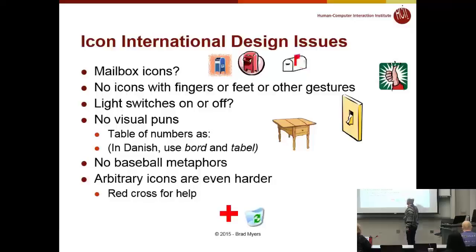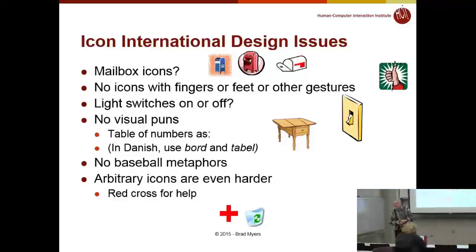So arbitrary icons are even harder. This, in America, is the Red Cross, which people think of in terms of helping people. You might think that would be a good thing to use for help. But if you go to Switzerland, this cross is all over the place. Why is that? It's the national symbol for Switzerland. It's on the flag. And so there are all these red crosses all over the place, and they just mean you're in Switzerland and have no other implication in terms of being helpful or not. So thinking about this as helpful is just not an international kind of thing.